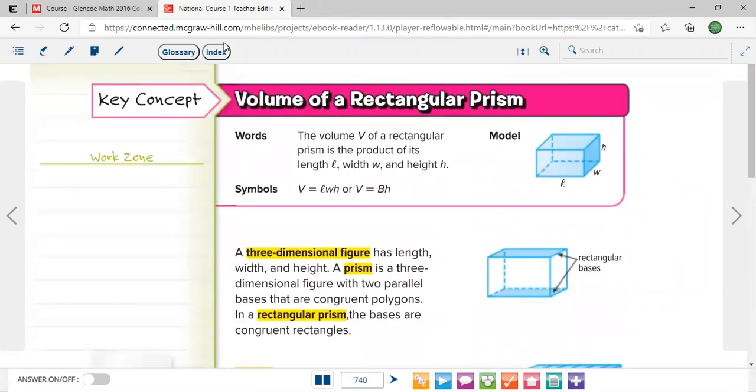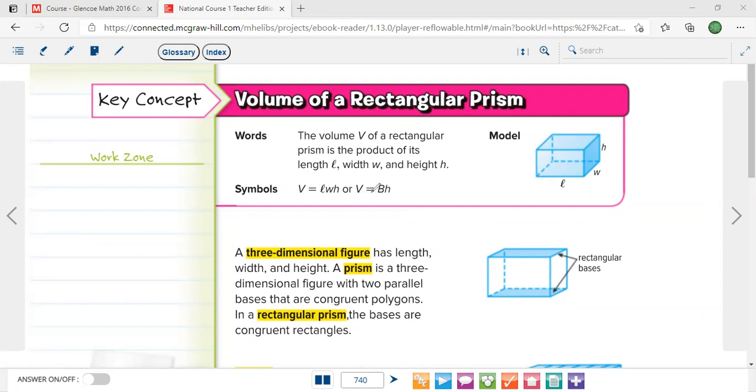Now, how can we find the volume? The volume V of a rectangular prism. Rectangular prism means it has 6 faces and each face is shaped like a rectangle. We call it a rectangular prism. How can we find its volume? How much space it can hold inside, how many cubic units can fit inside, it's called the volume. Volume equals LWH, meaning length times width times height.